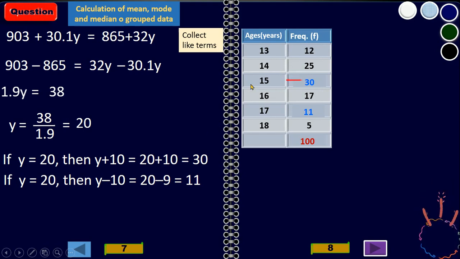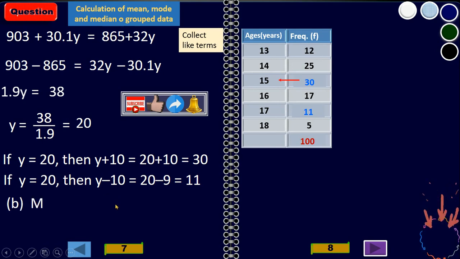The first question we're asked is to find the mode. Of course, you know that mode is the class with the highest frequency. The highest frequency in this column is 30. The age with the highest frequency of 30 is 15. So therefore, the mode will be equal to 15 years. So the age, the mode will be 15 years.